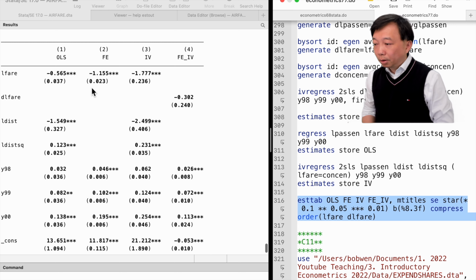We find that the fixed effects and the IV estimates of the price elasticity of demand are above 1 in absolute value. The insignificant estimate in the 4th column is due to little variation in variables after the fixed effects transformation and the IV transformation.